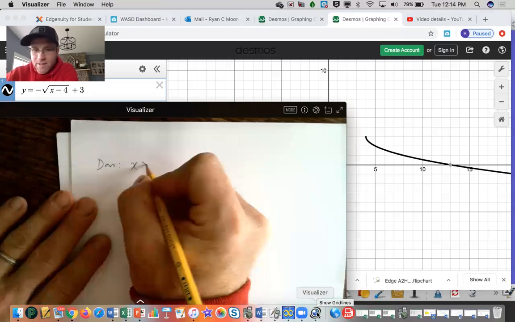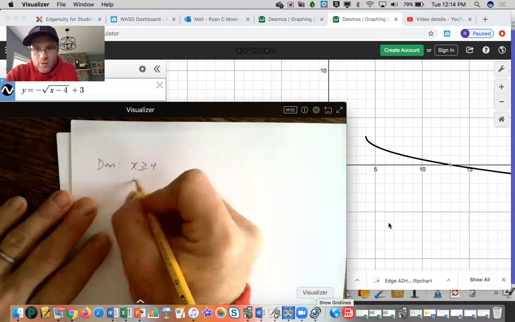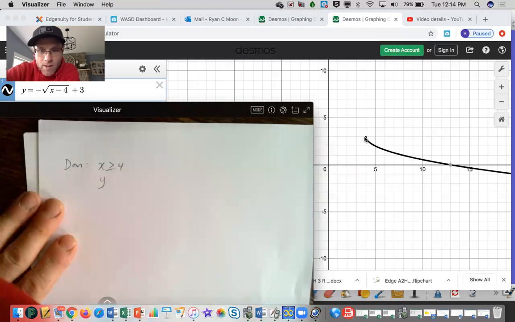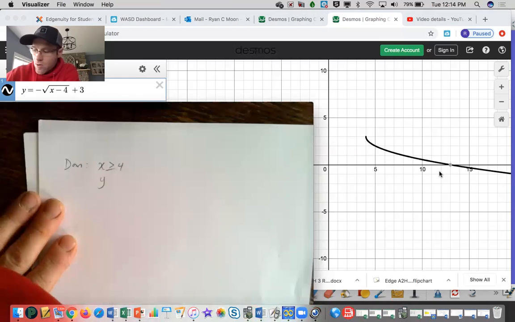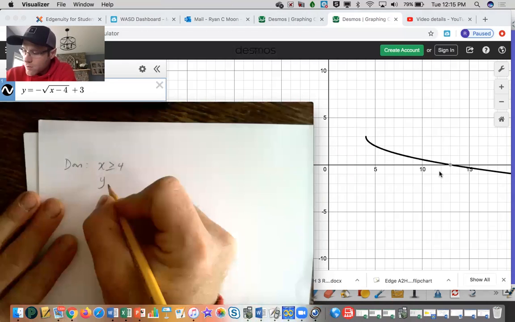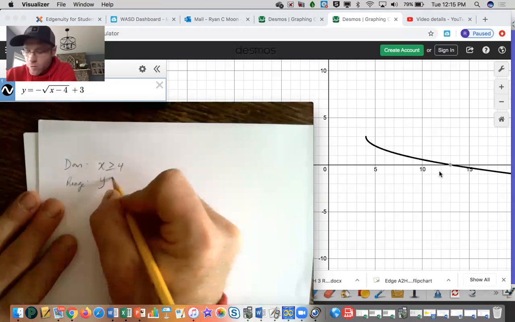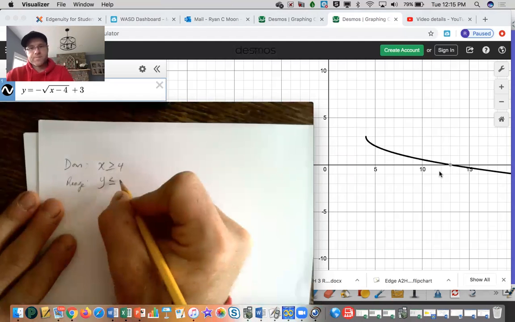And my y's, this is a little tricky. This is at 3 high for y, right? 3 high, right? 1, 2, 3. But the graph doesn't go up. It actually goes down. So for my range, my y's have to be less than or equal to 3.